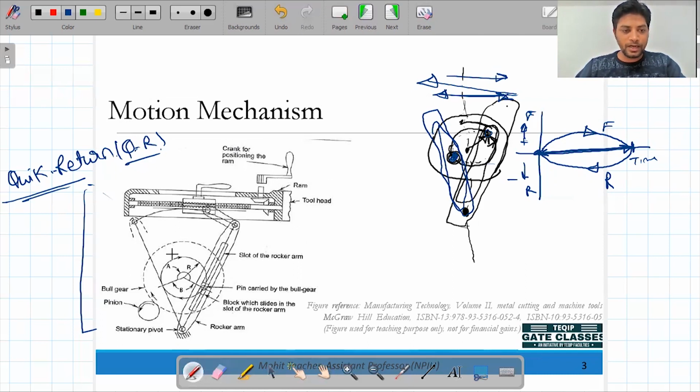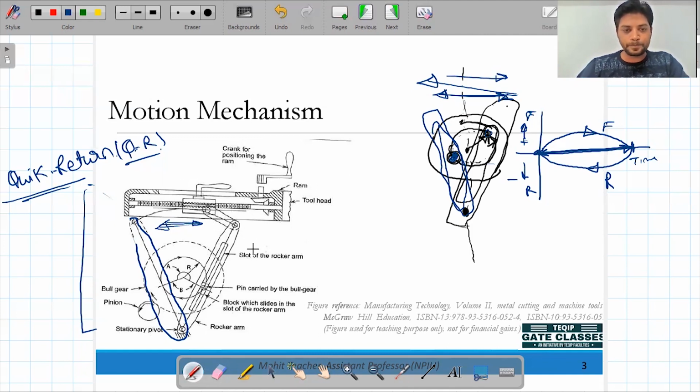This is a crank, okay, which is connected with another gear assembly inside the column. This is the slotted bar or rocker arm, you can say. This one is the rocker arm. Initially you can consider it over here, okay, and it is final. So basically it is moving toward this side first, and then it is coming back on this side, okay.